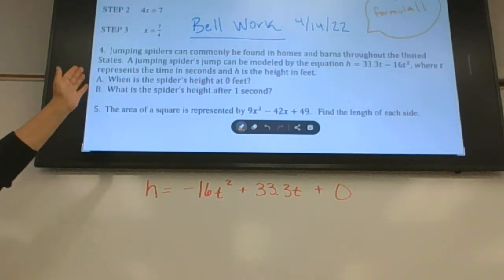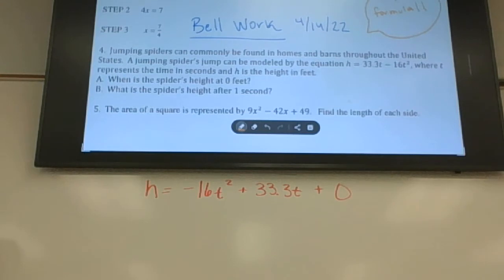So we're asking about time. When will the spider's height be at 0 feet?